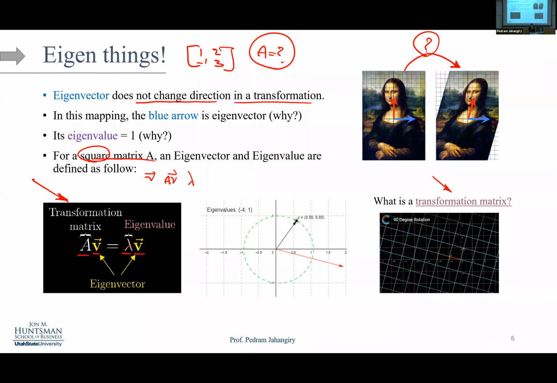Okay, are we good? This is important because if you don't understand this part, the PCA is going to be a little challenging. We can spend a couple of more minutes here.